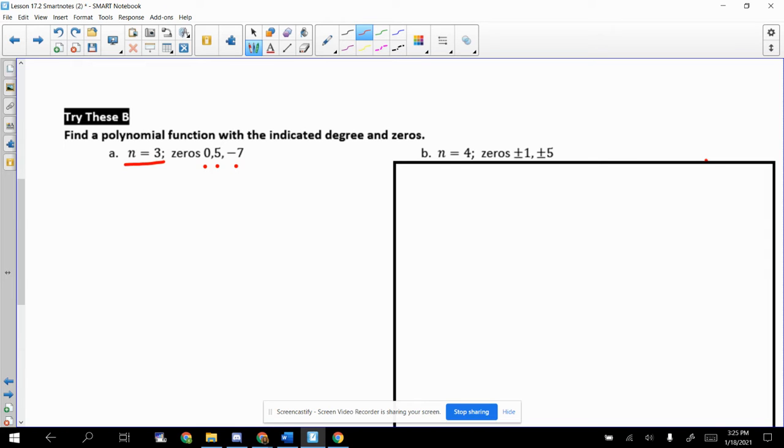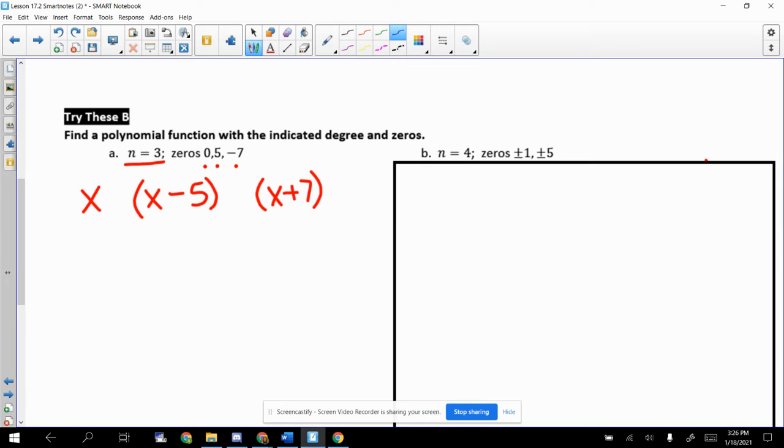So when we write them as factors, we're going to write them as x. Remember, if it's 0, you can just write it as x, or you could write it as x minus 0 or x plus 0, but that doesn't really change anything. Then we have a positive 5 here, so when we write it as a factor, remember we're really just using the opposite sign. So x minus 5. And then we have -7, so we're going to use the opposite sign and write it as x plus 7. Okay.